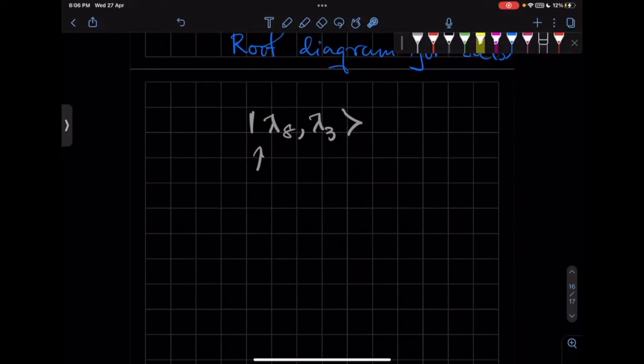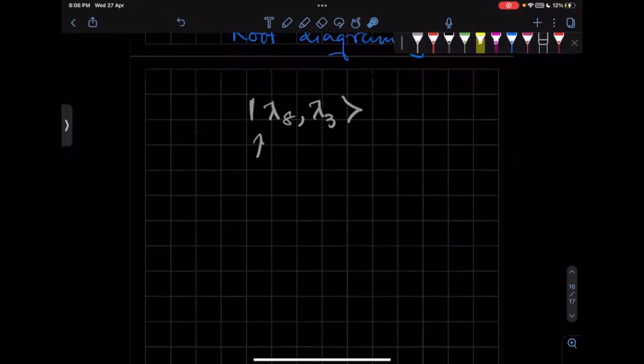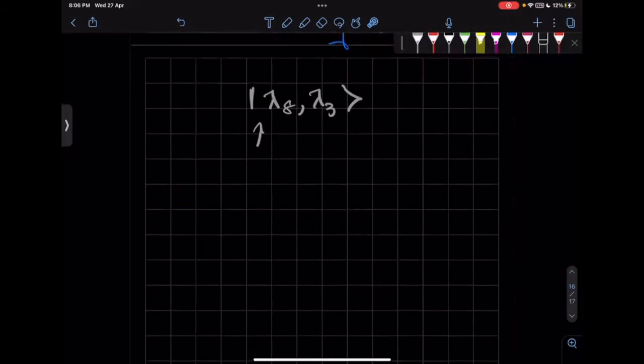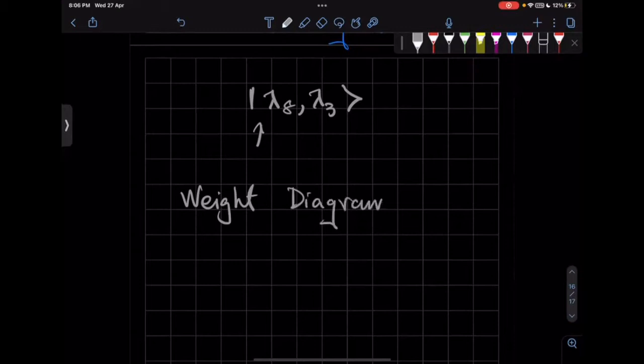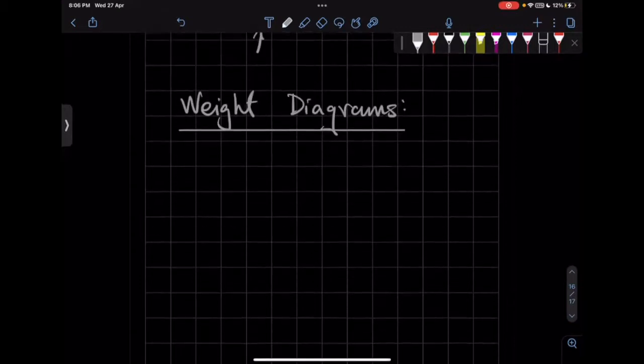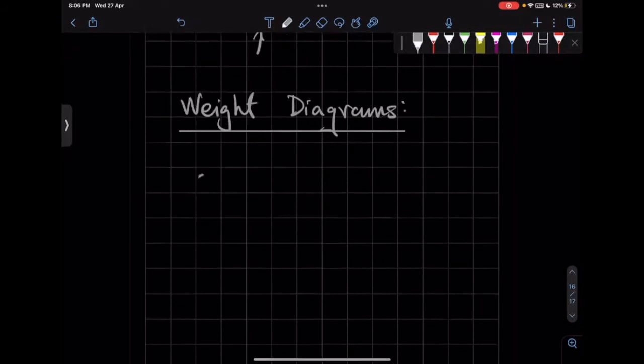All right, so now let's look at the representations themselves. These representations can be expressed in what are known as weight diagrams. Weight diagrams derive their name from the fact that, remember, let's look at SU(2). Suppose in SU(2) we take J to be 1.